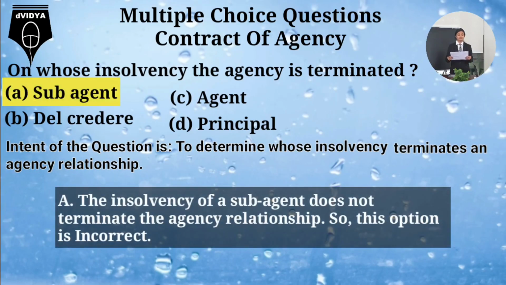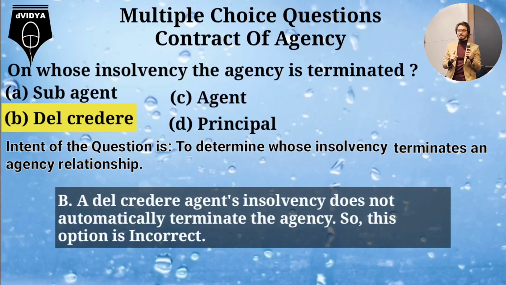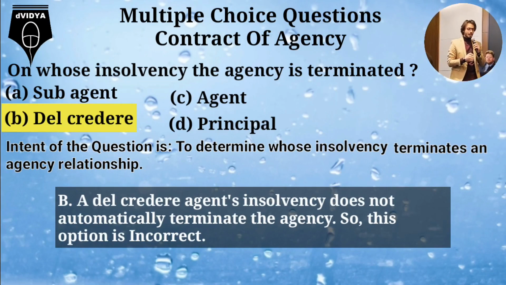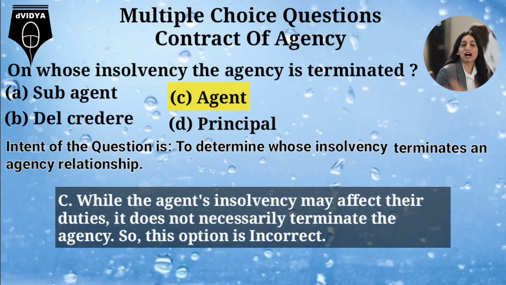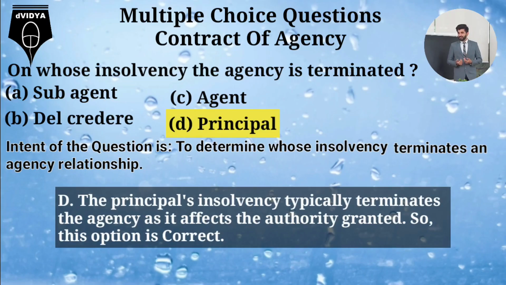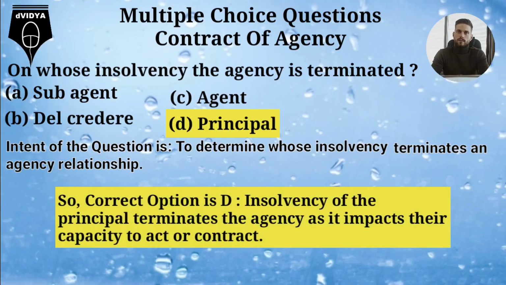Option A. Sub-agent. The insolvency of a sub-agent does not terminate the agency relationship. So, this option is incorrect. Option B. Del credere agent. A del credere agent's insolvency does not automatically terminate the agency. So this option is incorrect. Option C. Agent. While the agent's insolvency may affect their duties, it does not necessarily terminate the agency. So this option is incorrect. Option D. Principal. The principal's insolvency typically terminates the agency as it affects the authority granted. So, this option is correct. So, correct option is D. Insolvency of the principal terminates the agency as it impacts their capacity to act or contract.